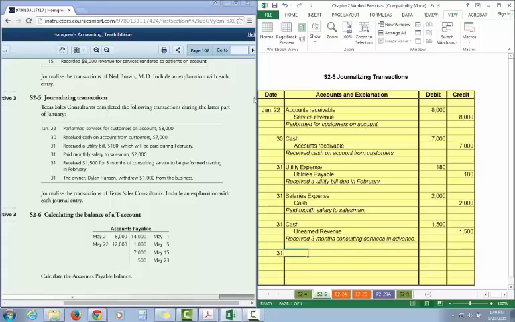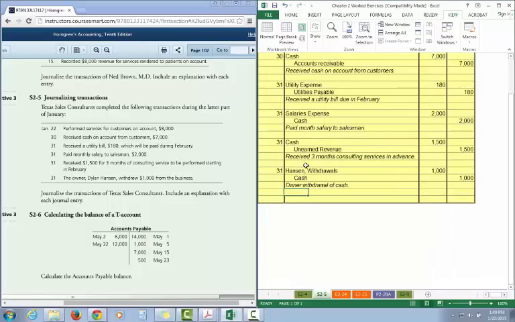The last transaction, it says the owner, Dylan Hanson, withdrew $1,000 from the business. Okay, so he's withdrawing $1,000, not 100, 1,000. So we're going to have withdrawals. If you remember, that's an equity account, but it decreases equity. So we increase our withdrawals account with a debit. So $1,000 debit to Hanson withdrawals. And of course, we're giving him cash, so we're going to credit cash for $1,000. Okay. And this was an owner withdrawal of cash.